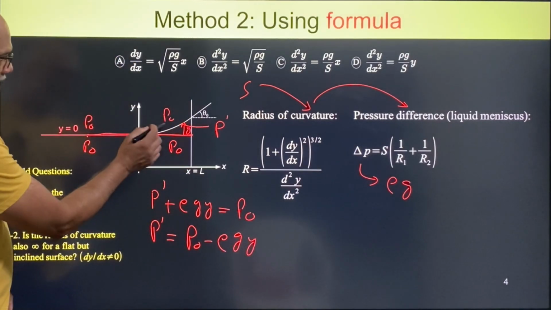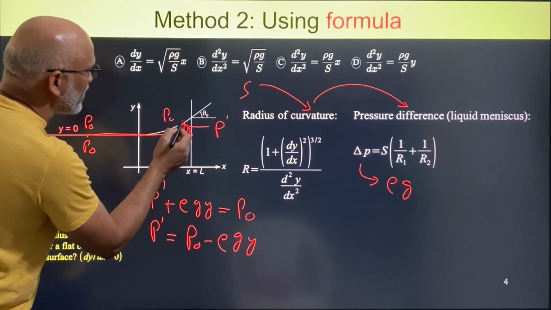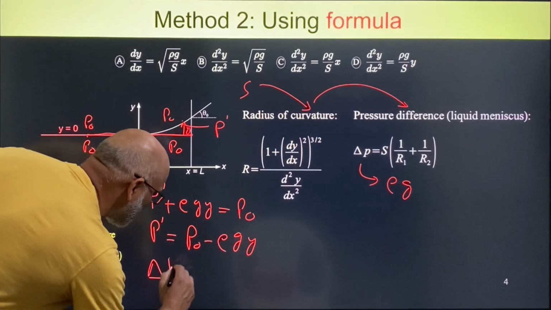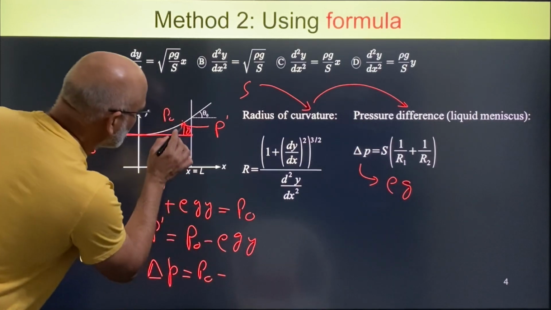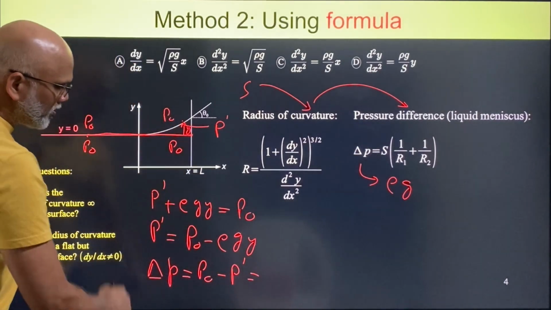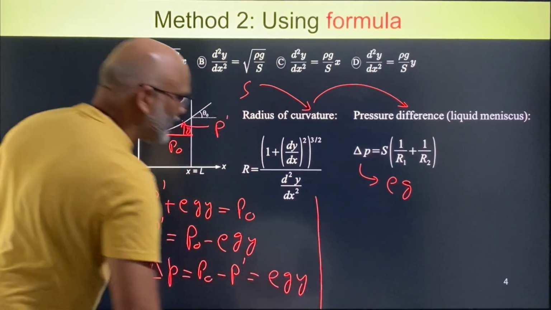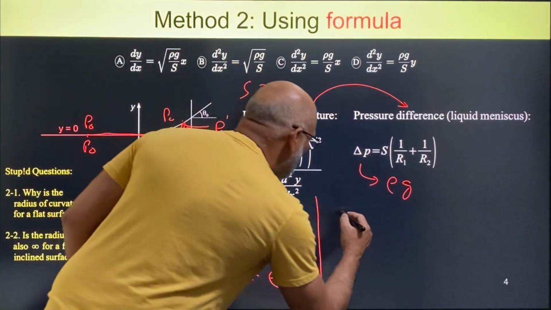Then the pressure difference between above the meniscus and below the meniscus, that is delta P, is going to be P0 minus P dash, the pressure below the meniscus. So P0 minus P dash is simply going to be rho gy. All right, now we are all set. Here delta P is rho gy.